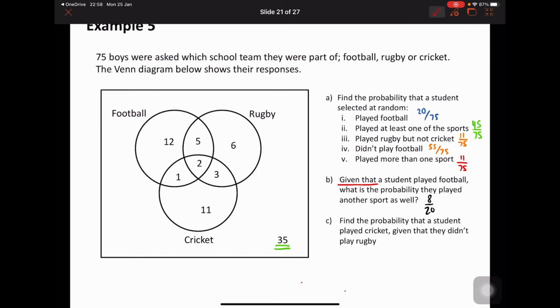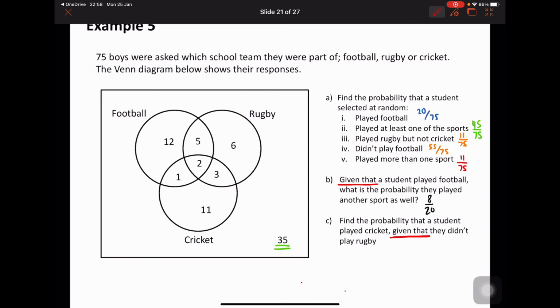So for part C, it says find the probability that a student played cricket given that they did not play rugby. Now, they've reworded it in such a way to maybe try to confuse us, but let me reword it in a way which makes more sense. Given that they did not play rugby, find the probability that a student played cricket. So this given that is really important.